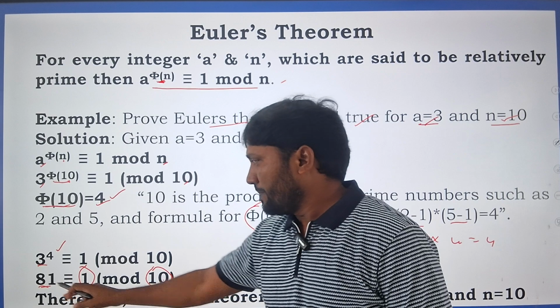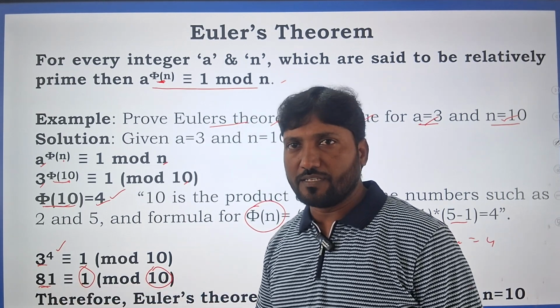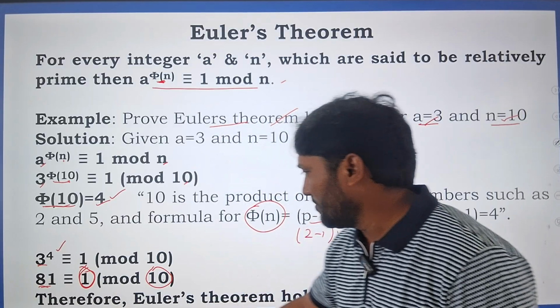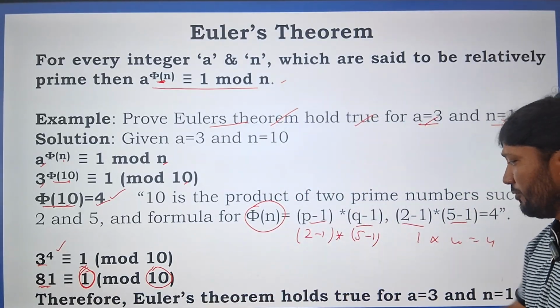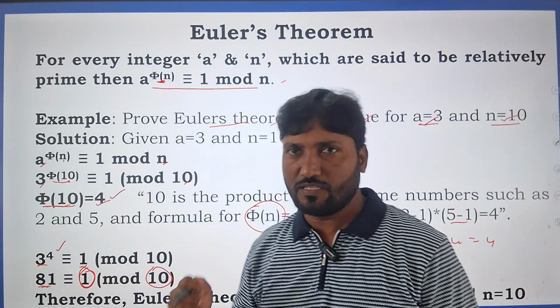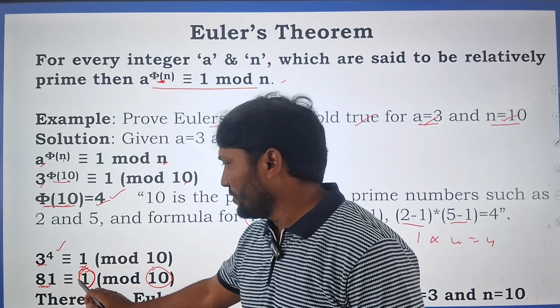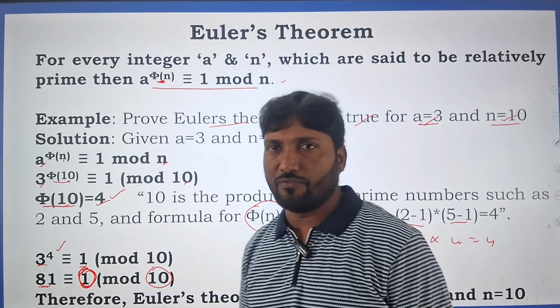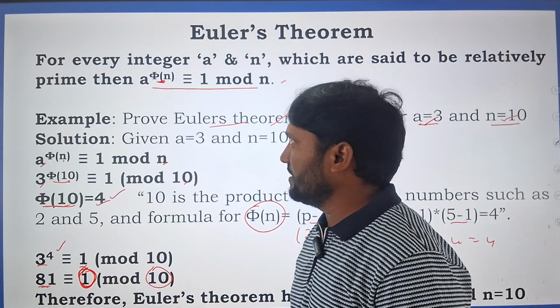Now 10 times 8 is 80, and the remainder is 1. That means 1 equals 1. Therefore Euler's theorem holds true for a equals 3 and n equals 10. This is true because the value is 1, whenever we apply modular arithmetic for 81 with 10. So this is a simple example.